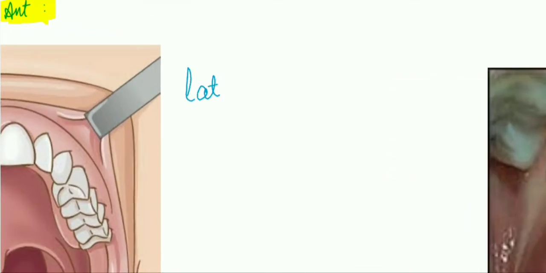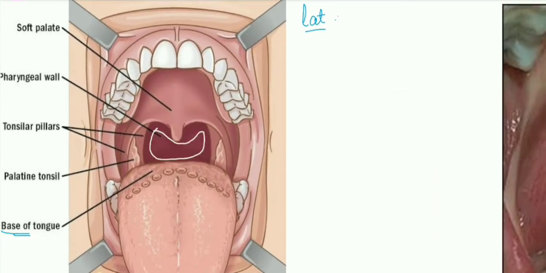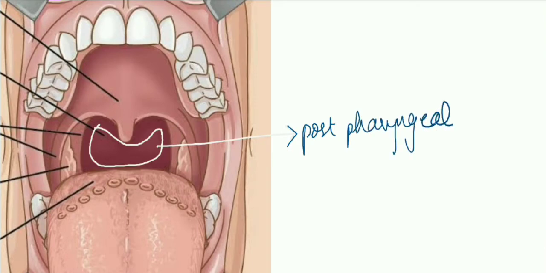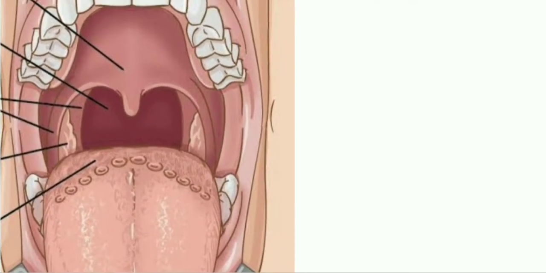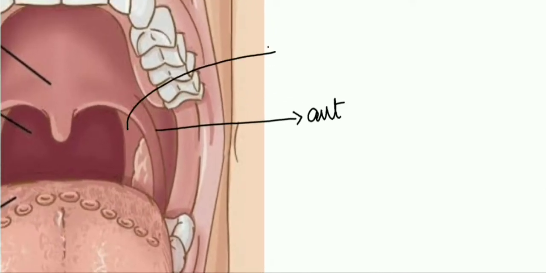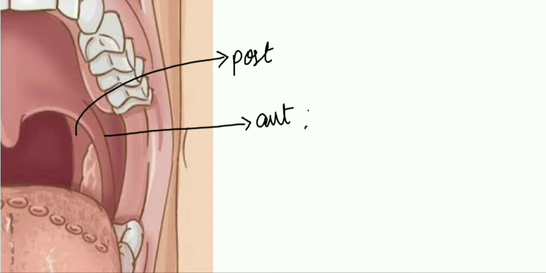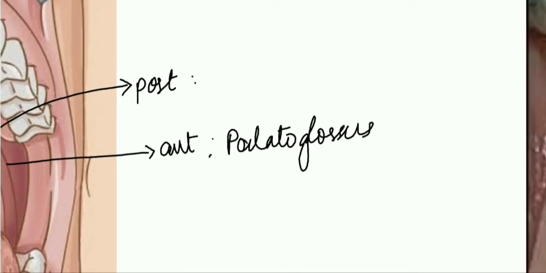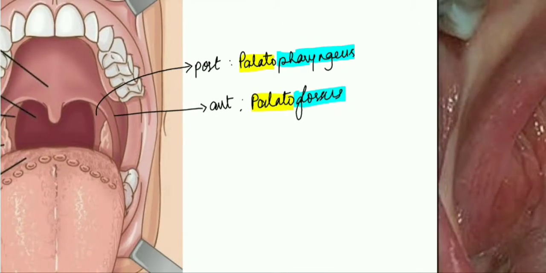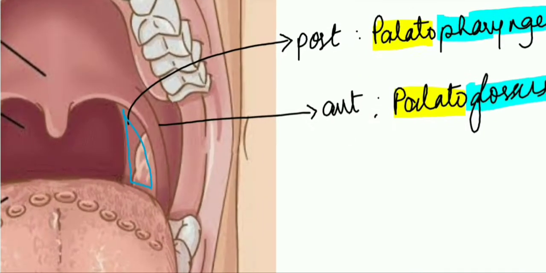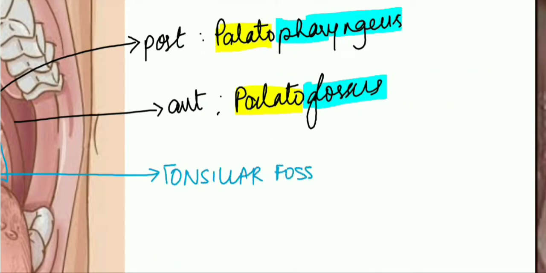Next, let's see what is present in the lateral wall. All this which you can see here is the posterior pharyngeal wall. So here laterally around them is the lateral wall. So we have the tonsillar pillars, which are 2 in number. The anterior and the posterior tonsillar pillar. The anterior pillar is formed by the palatoglossus, while the posterior pillar is formed by the palatopharyngeus. Both of them originate at the palate, but the palatoglossus attaches to the tongue while the palatopharyngeus attaches to the pharynx. In between both these pillars, there exists a triangular fossa, called the tonsillar fossa, within which we have our palatine tonsil.